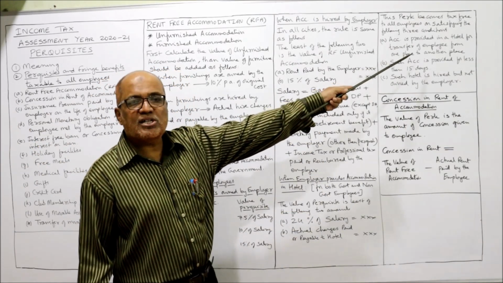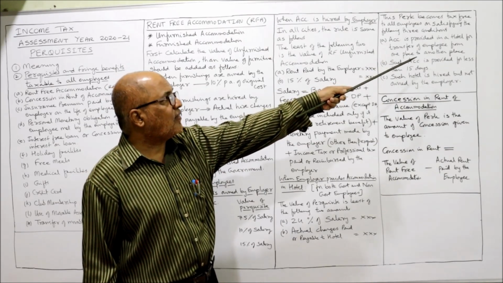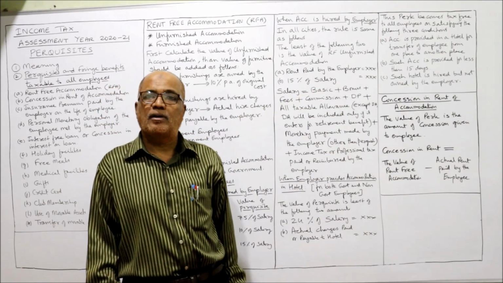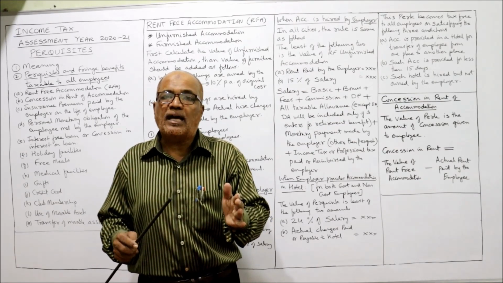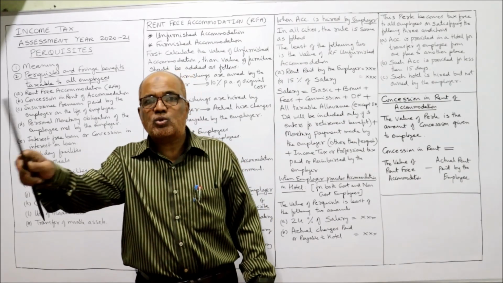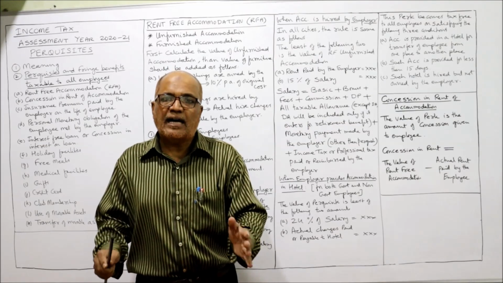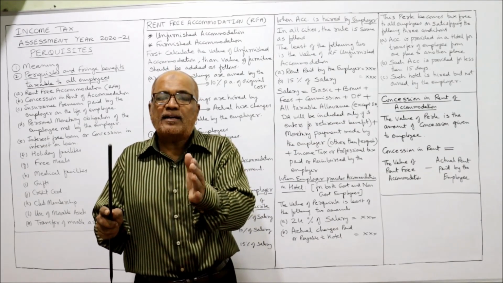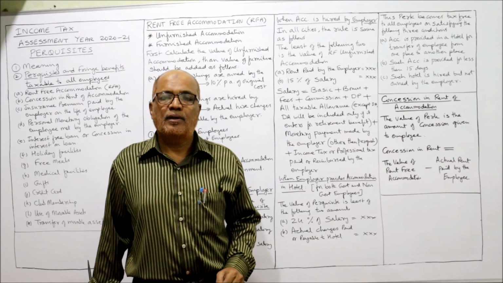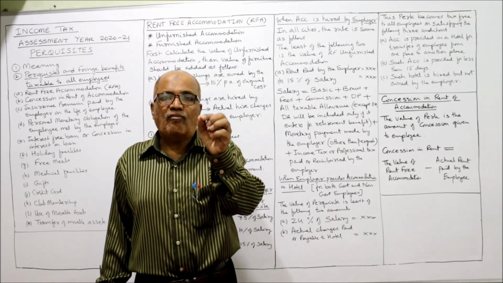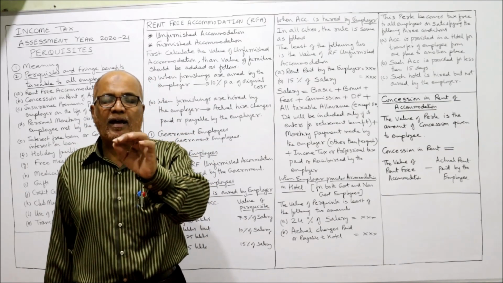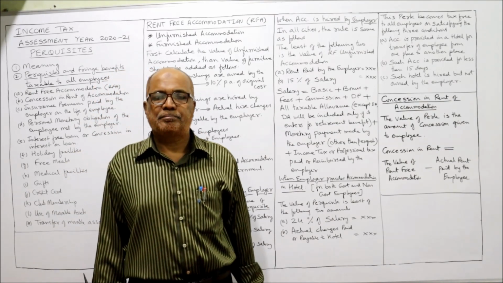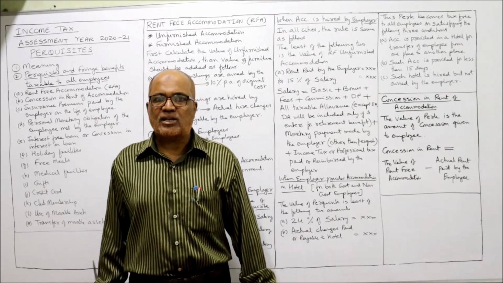First, accommodation is provided in a hotel on transfer of the employee from one place to another place. Sometimes the employer has transferred the employee from one place to another place. In that case, he has been provided accommodation in a hotel. So, the employee was transferred from one place to another place and accommodation is given in a hotel. Then it is a tax-free perquisite.